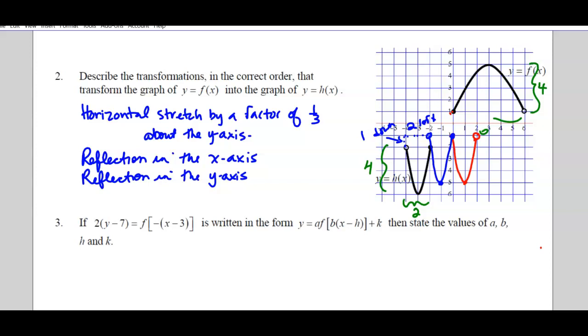It doesn't matter which order you put those in. So vertical translation, down 1, horizontal translation, left.